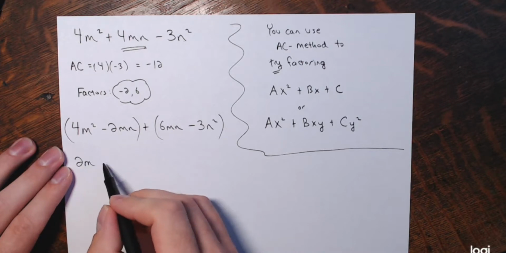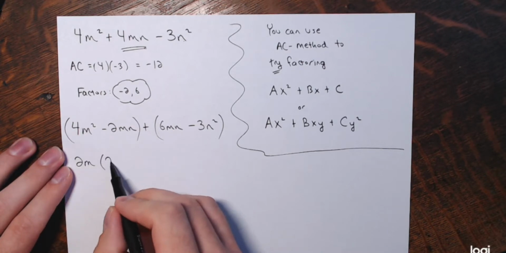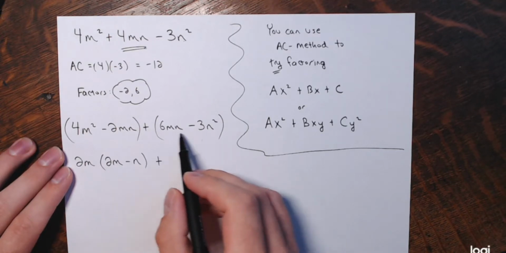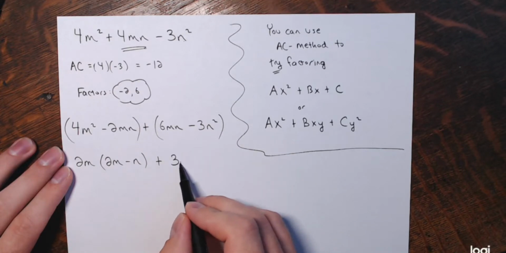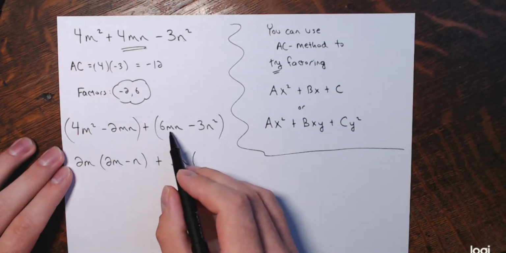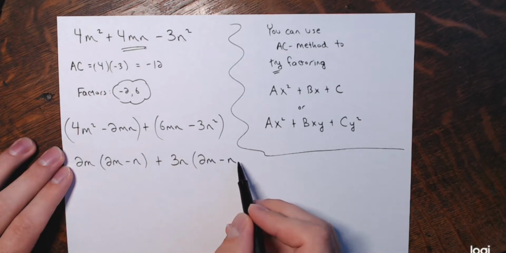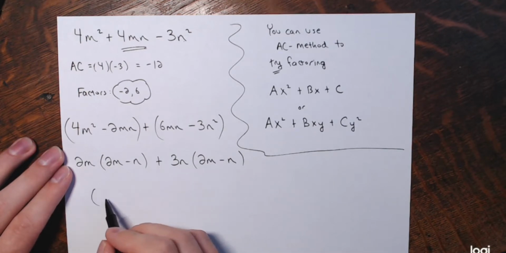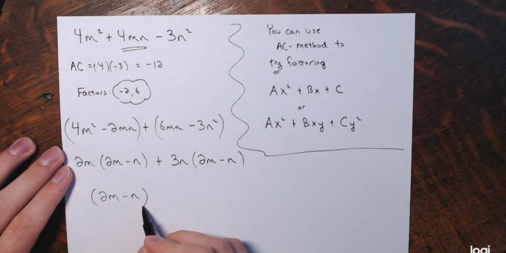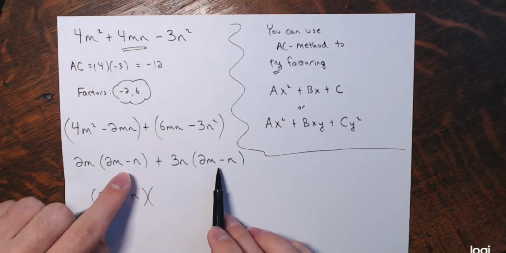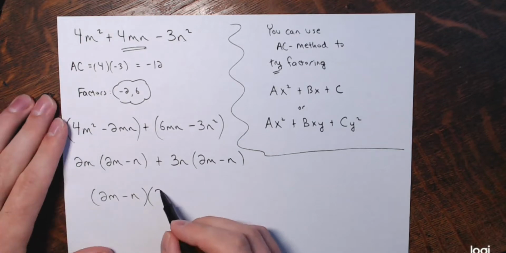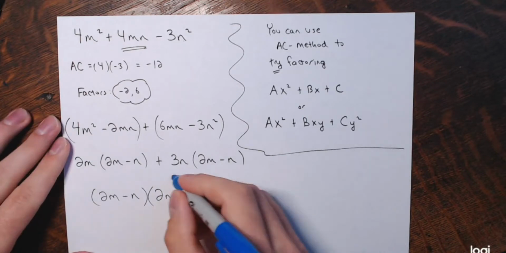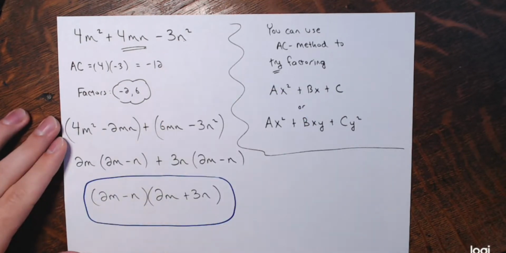And if I pull that out, what's left would be 2m minus n, plus the second group has a common factor of 3n. And if I pull that out, we'd have 2m minus n. And then both of these products have the factor 2m minus n in common. So we have 2m minus n as one factor. And if I pull out 2m minus n, what's left over would be 2m plus 3n for the other factor, 2m plus 3n. And there you go. There is a product. There is the original expression factored.